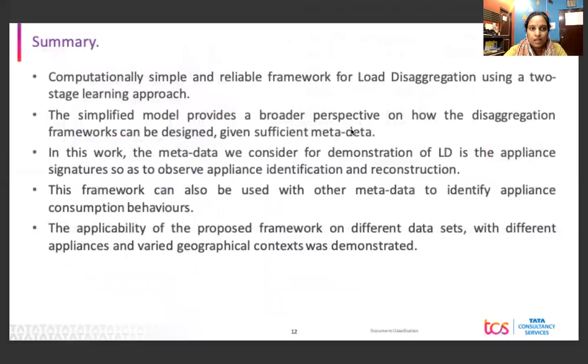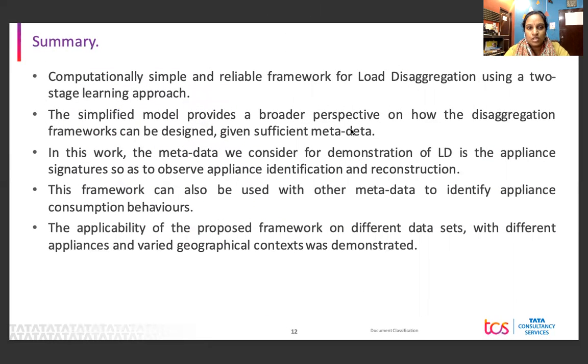In summary, we present a computationally simple and reliable framework for load disaggregation using a two-stage learning approach. And we present a demonstration of this framework using appliance signatures for disaggregation. And this enables appliance reconstruction along with appliance identification. We've also observed that this framework is applicable across geographical contexts and for different data sets and for different appliances of consideration. Thank you.